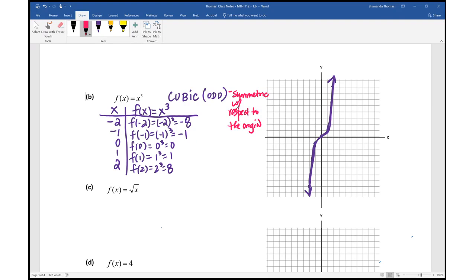I could ask you, what is the domain of this function?